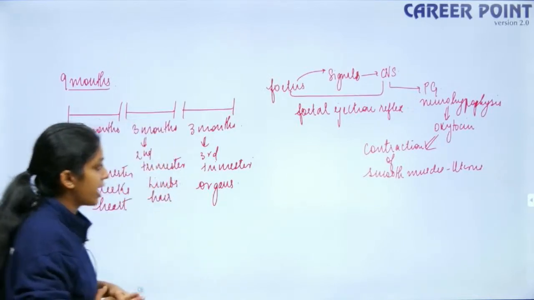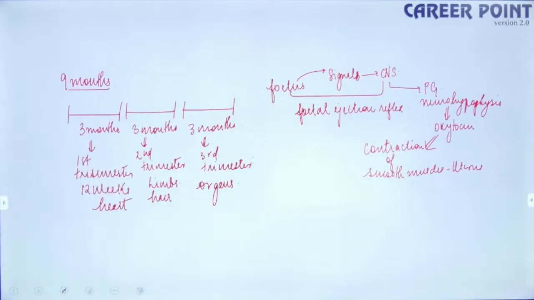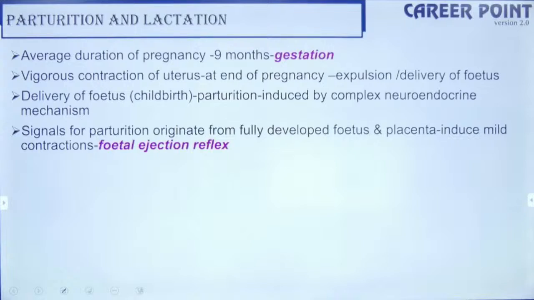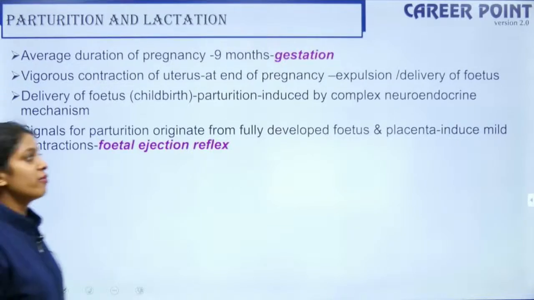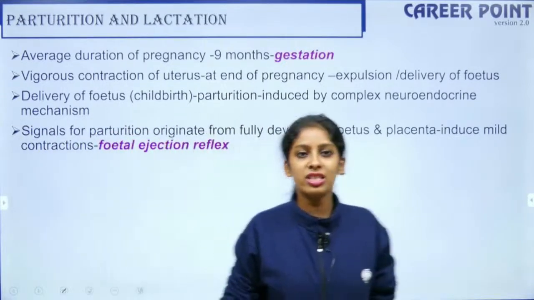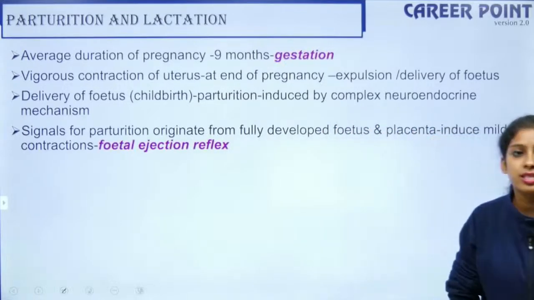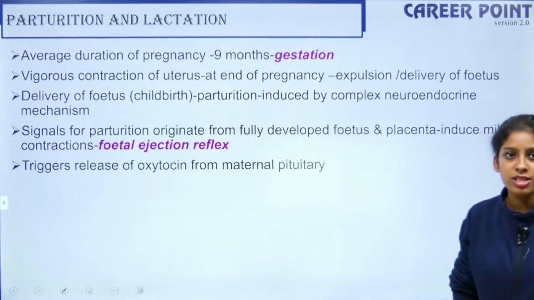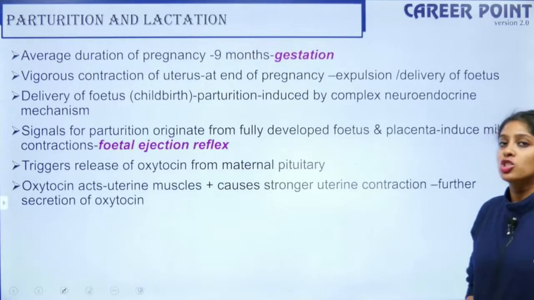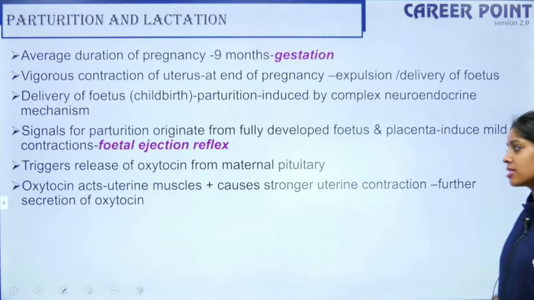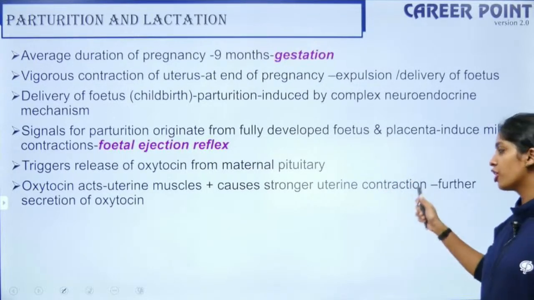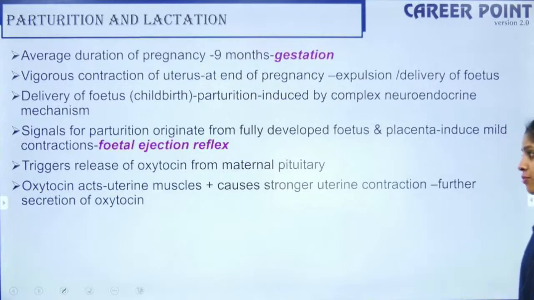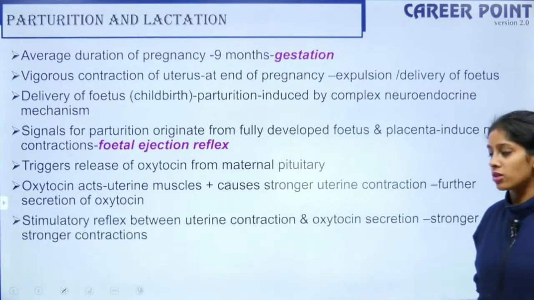Okay, Pooja? Yes. So this is how the child delivery happens. Signals for parturition originate from the fully developed fetus and the placenta. This induces mild contractions. This is the fetal ejection reflex. It triggers the release of oxytocin from the maternal pituitary. Oxytocin acts on the uterine muscles and causes stronger and stronger uterine contractions, especially in the myometrium layer. So there is further secretion of oxytocin.